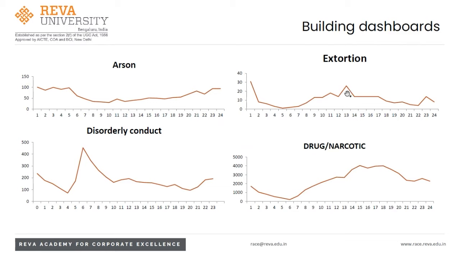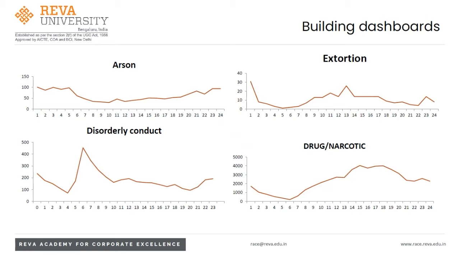Now let's look at extortion. You see most of the extortion related incidents either at 12 o'clock, that is in the morning, or again at 1 p.m. So extortion has a completely different profile. When it comes to drugs and narcotics, this also has a completely different profile. It mostly peaks at 3 a.m. and it continues till evening, and then it slowly peters off. So you see 4 different types of crime.